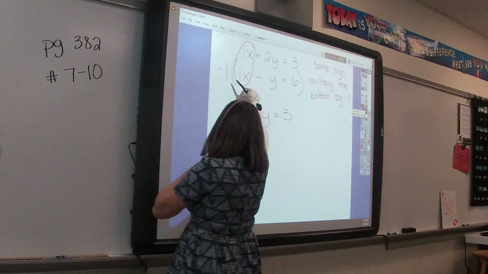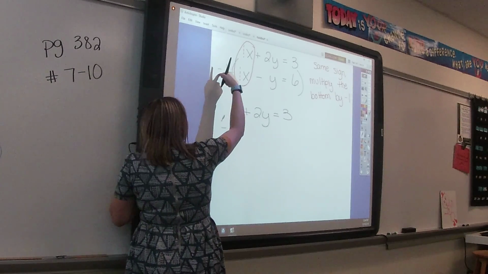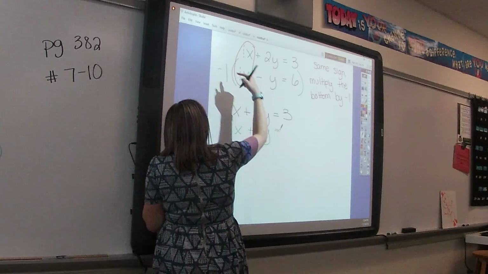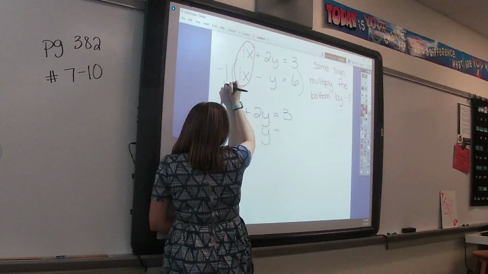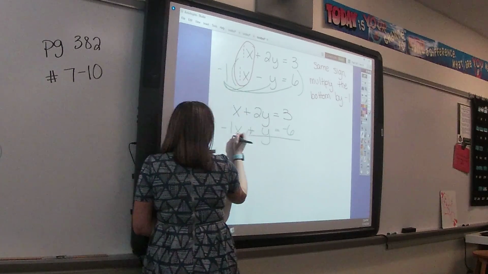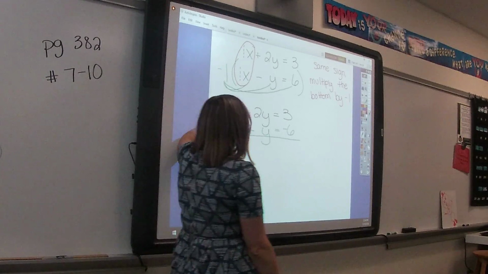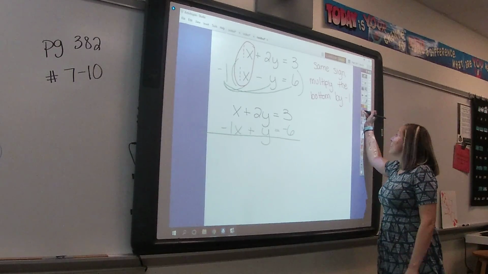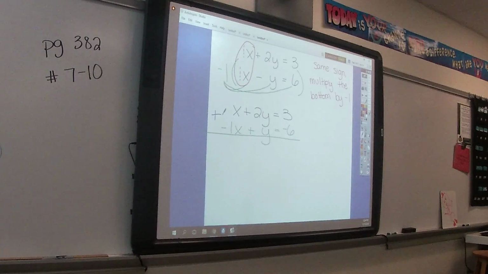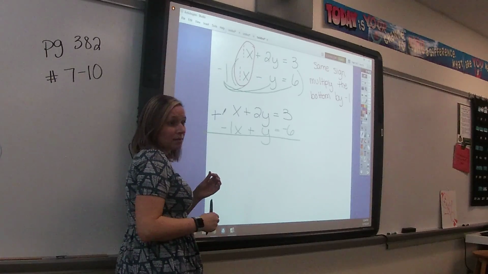So -1 times 1 is? Wouldn't it be -1? Yep, -1x. -1 times -1 is? 1. +1. -1 times 6, because this has to go to all 3 of them, is? -6. Don't add them, multiply them. And now we still have the matching coefficient, but now we're able to just add them because they are the opposite sign.